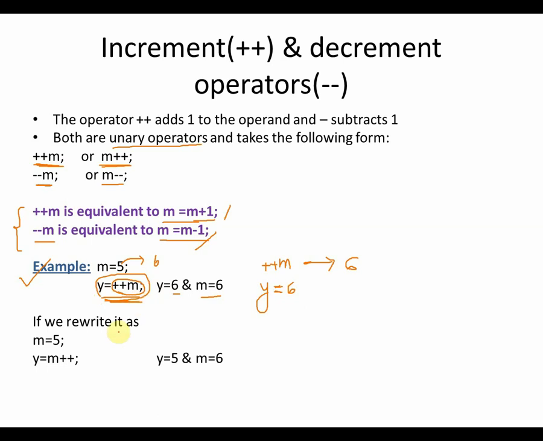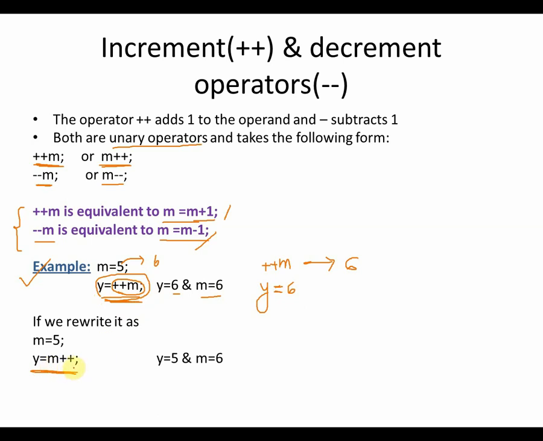But what if the expression is of this type? Now there is a difference in both the expressions. Here it is m plus plus. So you see the increment is done later. So it is m plus plus, whereas here it was plus plus m. So what if it is m plus plus?